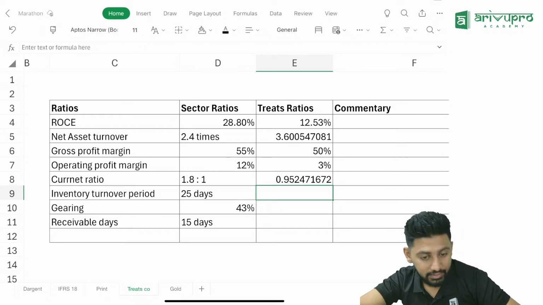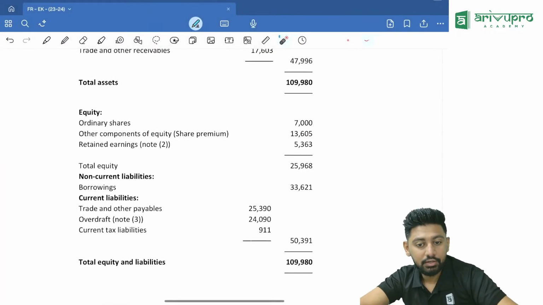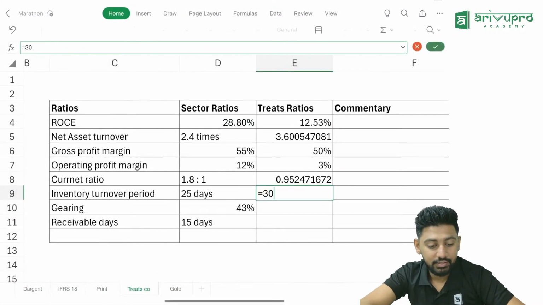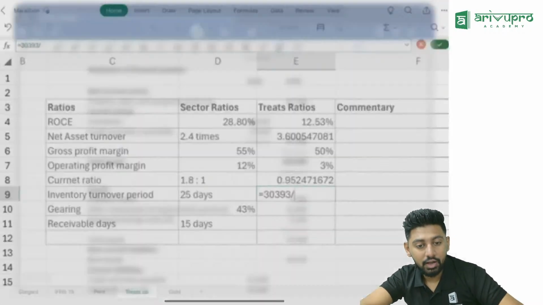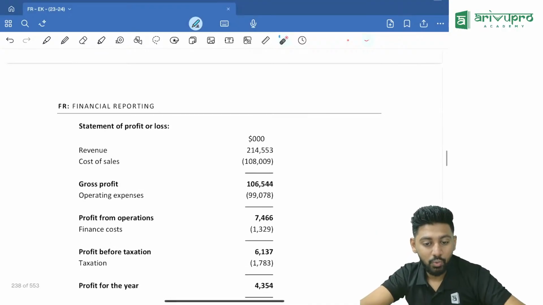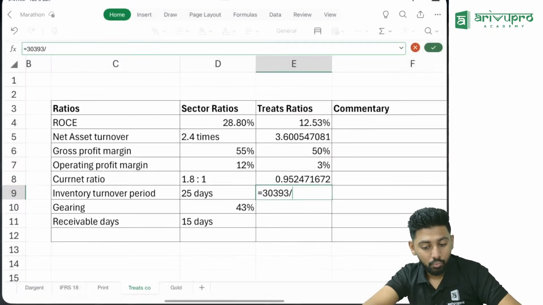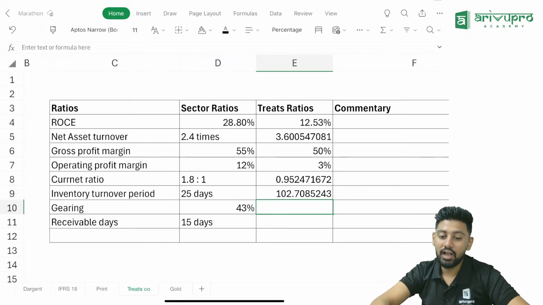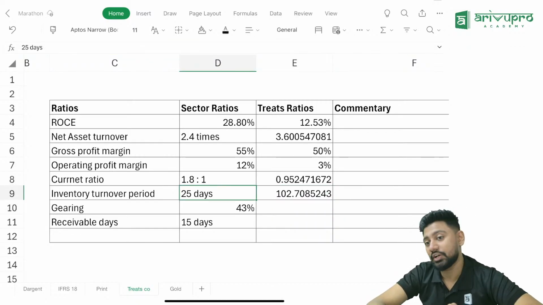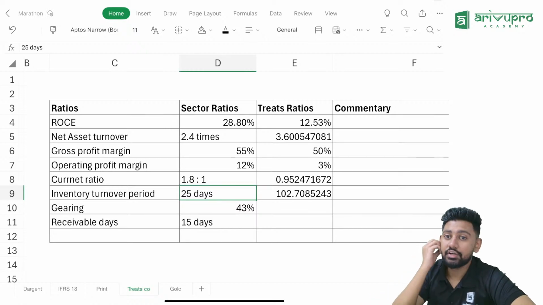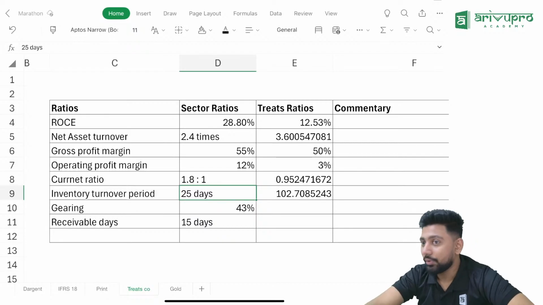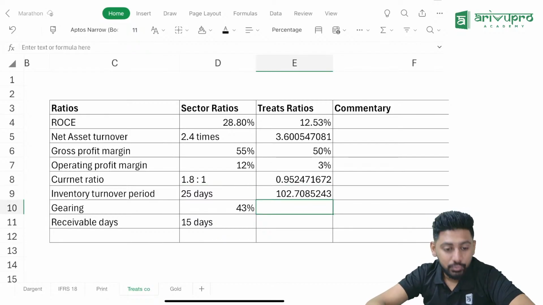Inventory turnover days. We are going to do the calculation. Our closing inventory is 3393 over cost of sales, which is 108009, into 365 days, gives me 102 days. Oh my God, we are struggling to convert our inventory into cash. So I assume our cash position is also not that great.